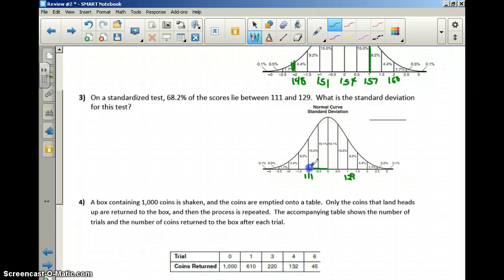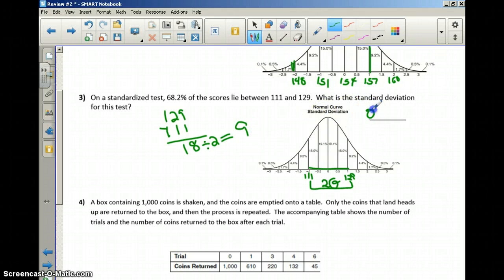That's 2 standard deviations because I went 1 to the left and 1 to the right. So if I want to find out what 1 standard deviation is, the first thing I have to do is subtract 111 from 129. That's going to give me 18. Divide that by 2, and each standard deviation is 9. So my standard deviation equals 9.